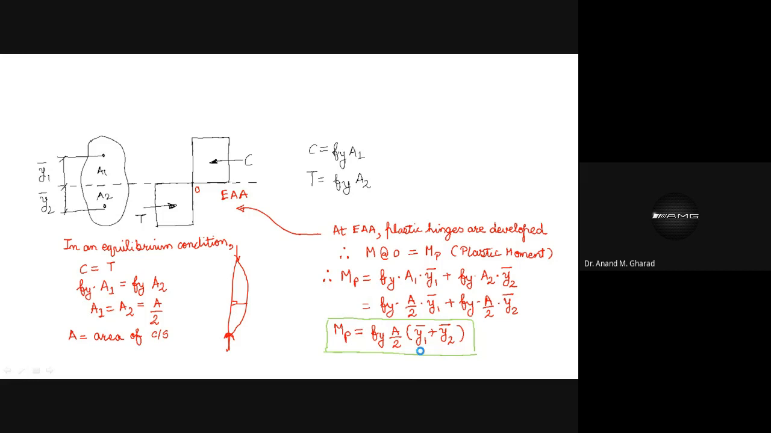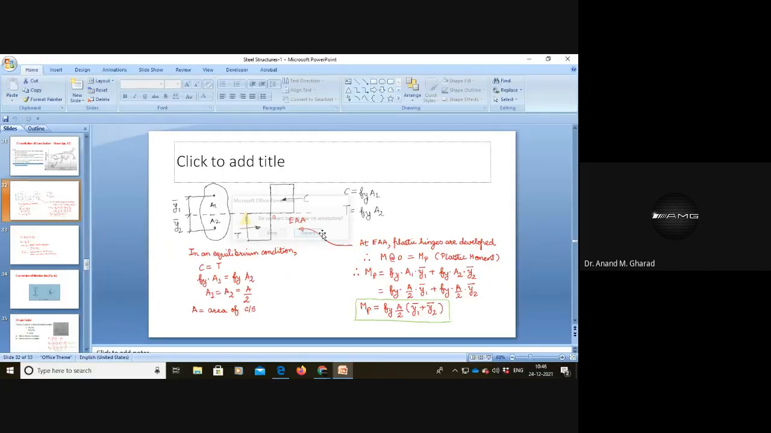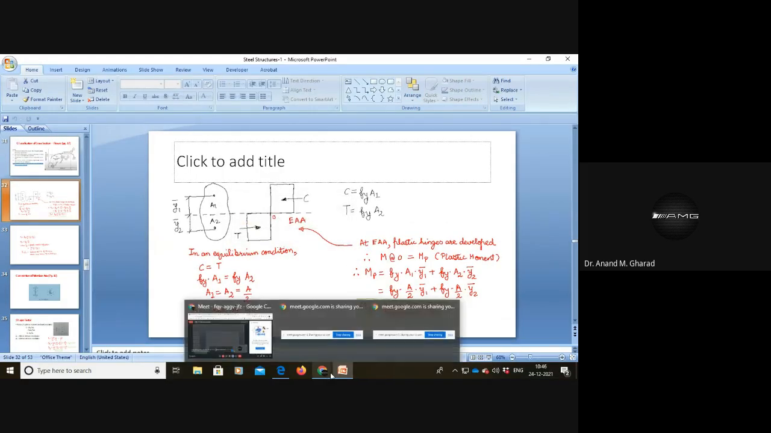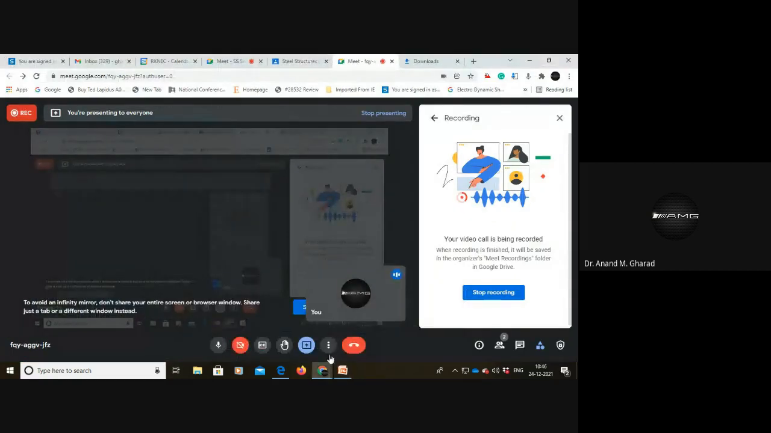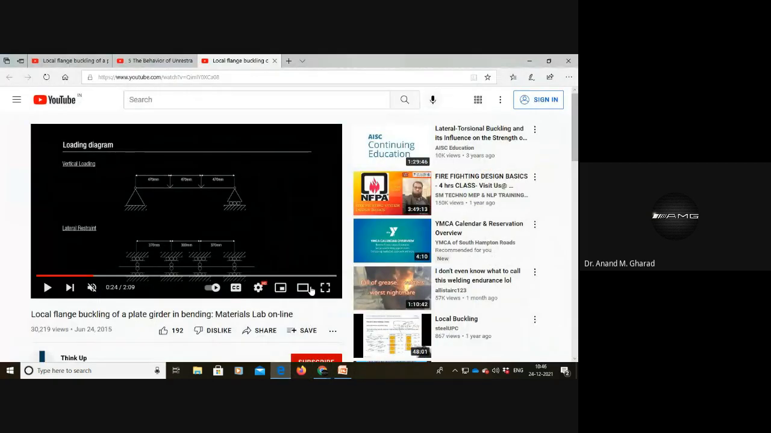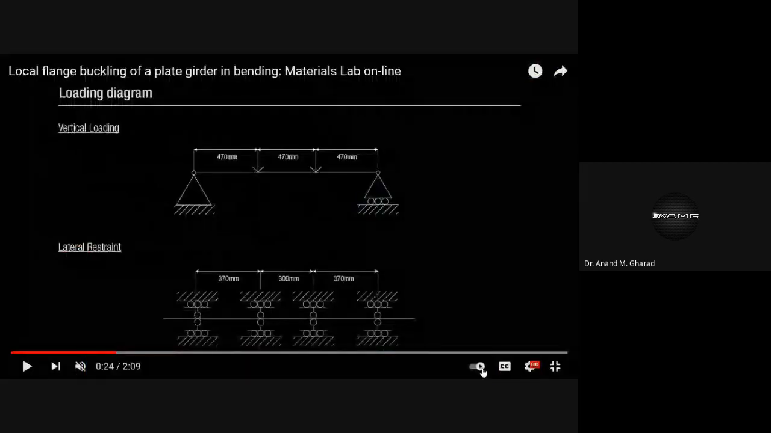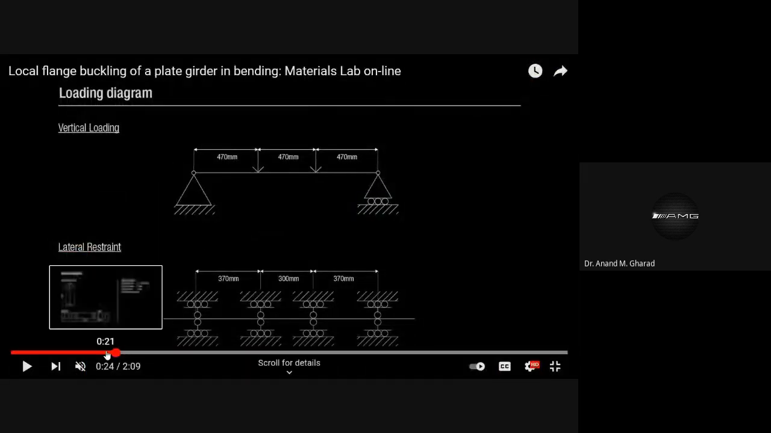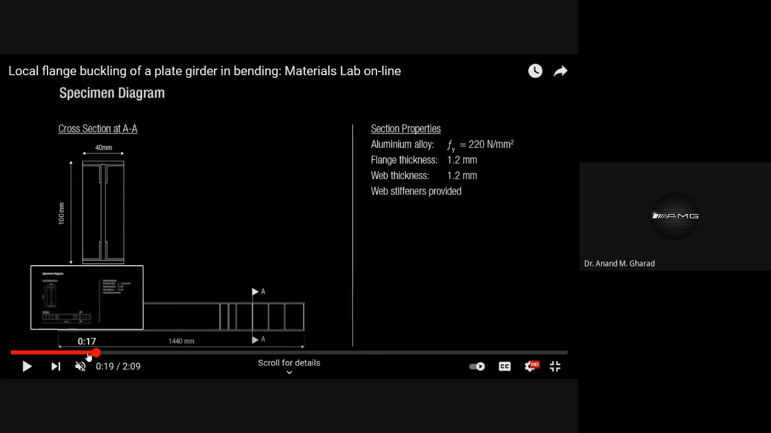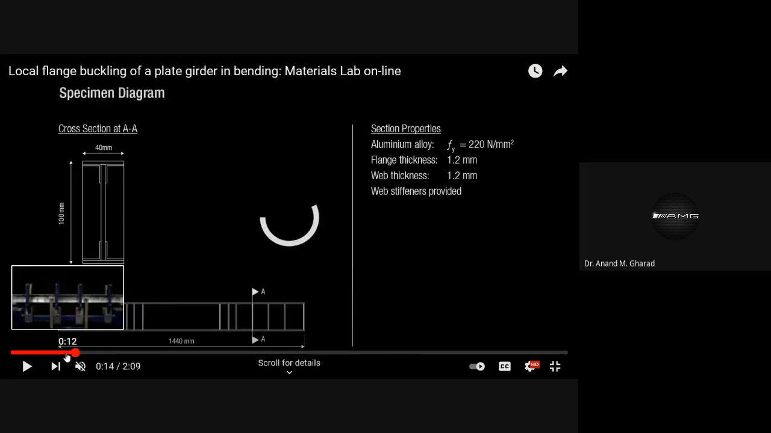So you will expect that buckling will occur only in a column. This is not true. It is not true. Buckling may be in the beam also. For that, we should see this video. And that buckling is known as local buckling.